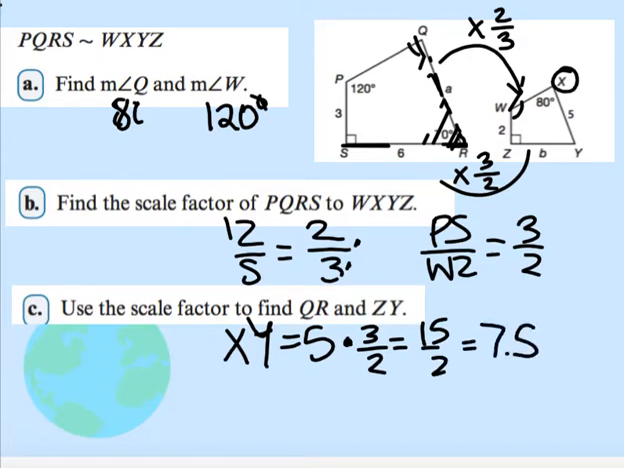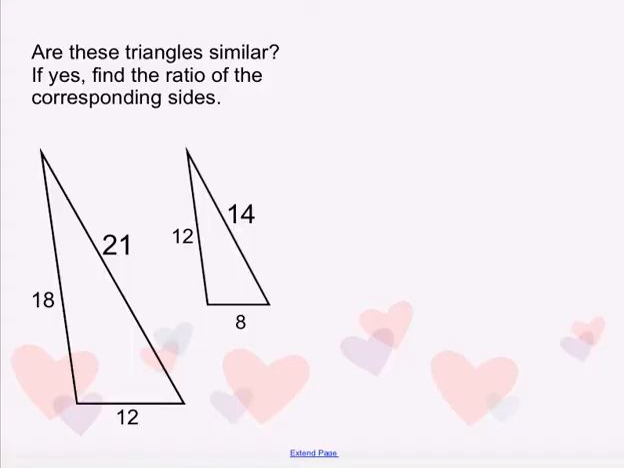Now, when we want ZY, that corresponding side is SR, which is 6. So we would say, well, going from big to small, I would need my 2/3. So I multiply by 2/3 and get 12 over 3, which is 4. So we can use those scale factors to figure out some missing side lengths.